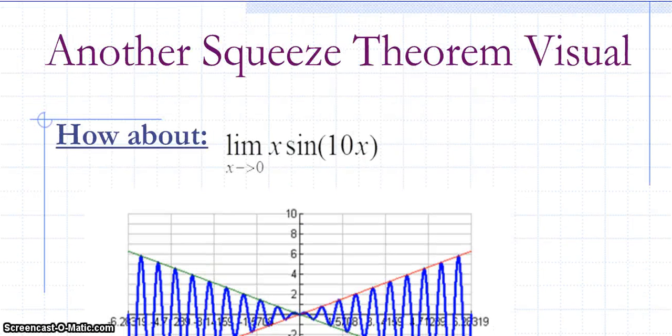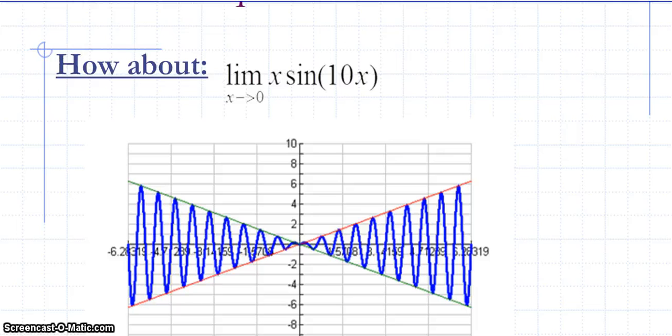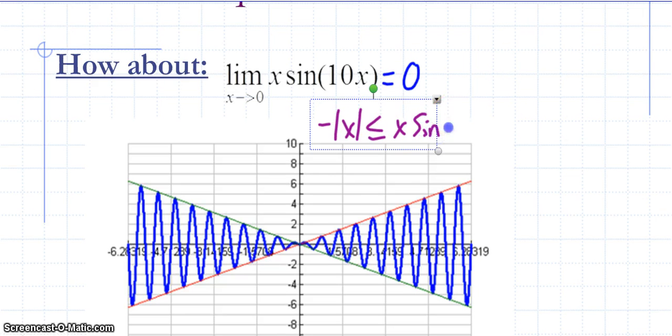Here's another visualization using a slightly different function, but same idea. The limit as x goes to 0 of x sine of 10x. What does the 10 do? Well, it changes the period of the sine function, but it doesn't change the limit of this entire function. So this is still going to equal 0 for the same reason as the previous one. Same thing, negative absolute value of x is less than or equal to x sine of 10x, which is less than or equal to the absolute value of x.